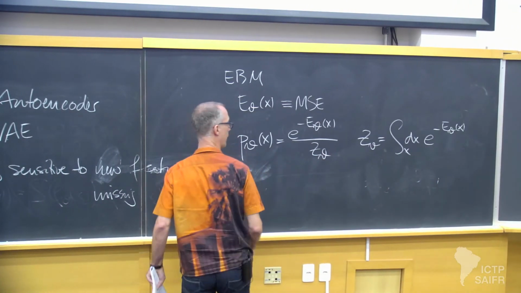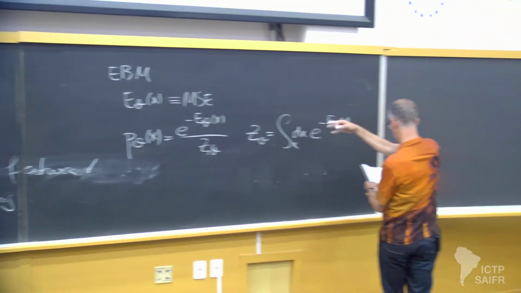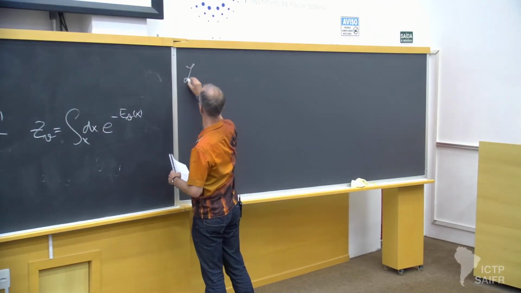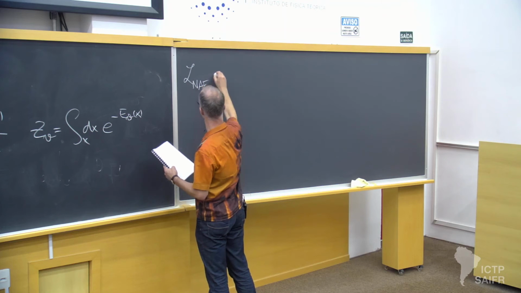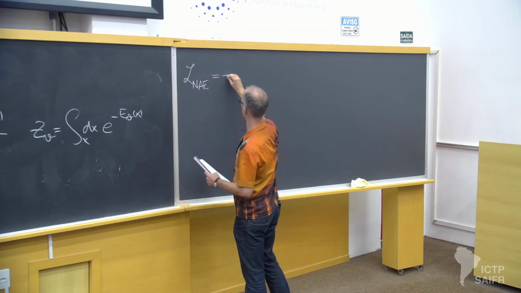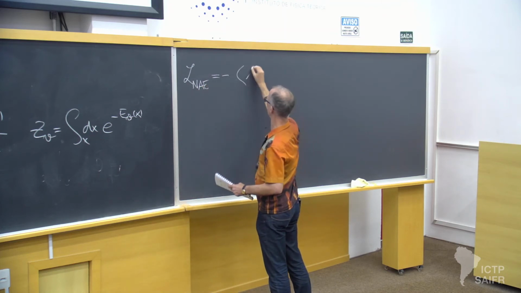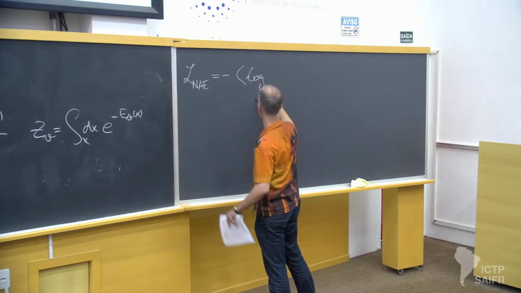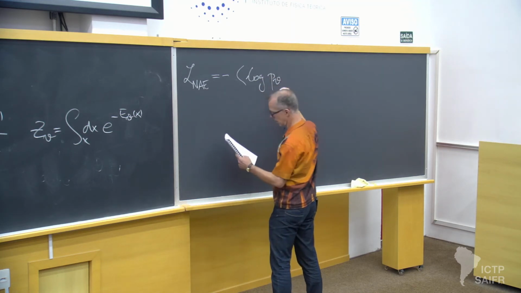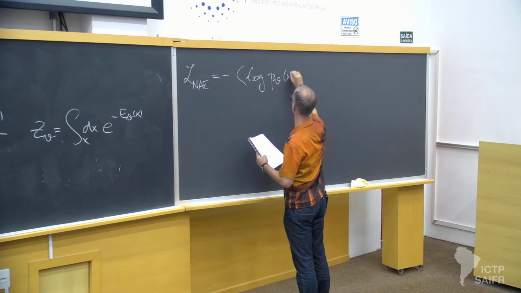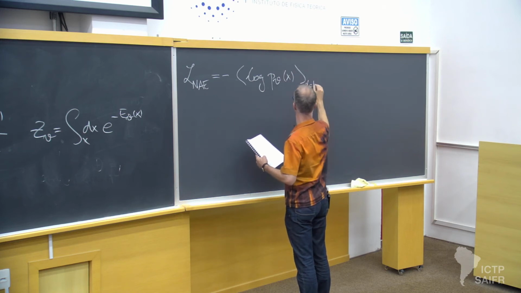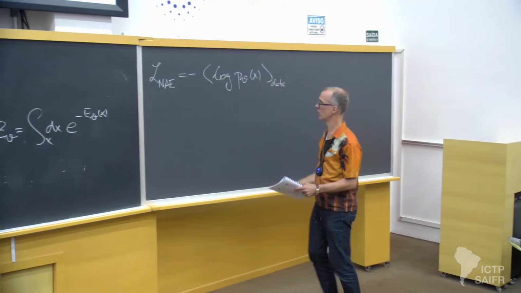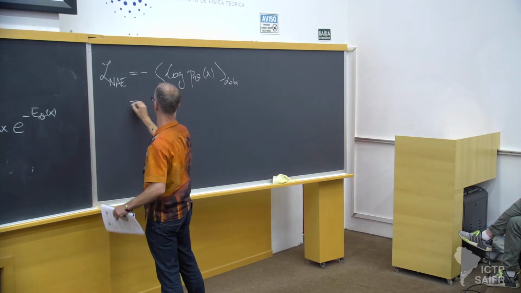Okay, and now I calculate my loss function. This is my loss function. It's the NAE, the normalizing autoencoder, as it's called. It's nothing but the expectation value of the log, not of the likelihood, but of this probability p theta of x, sampled over the data. And I can just use that term.